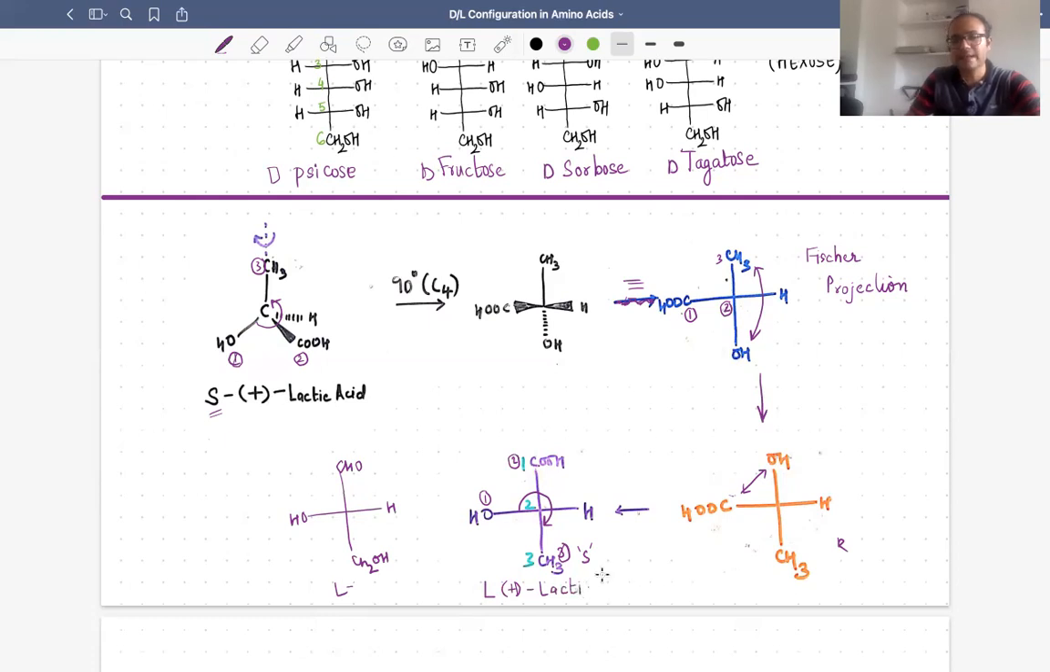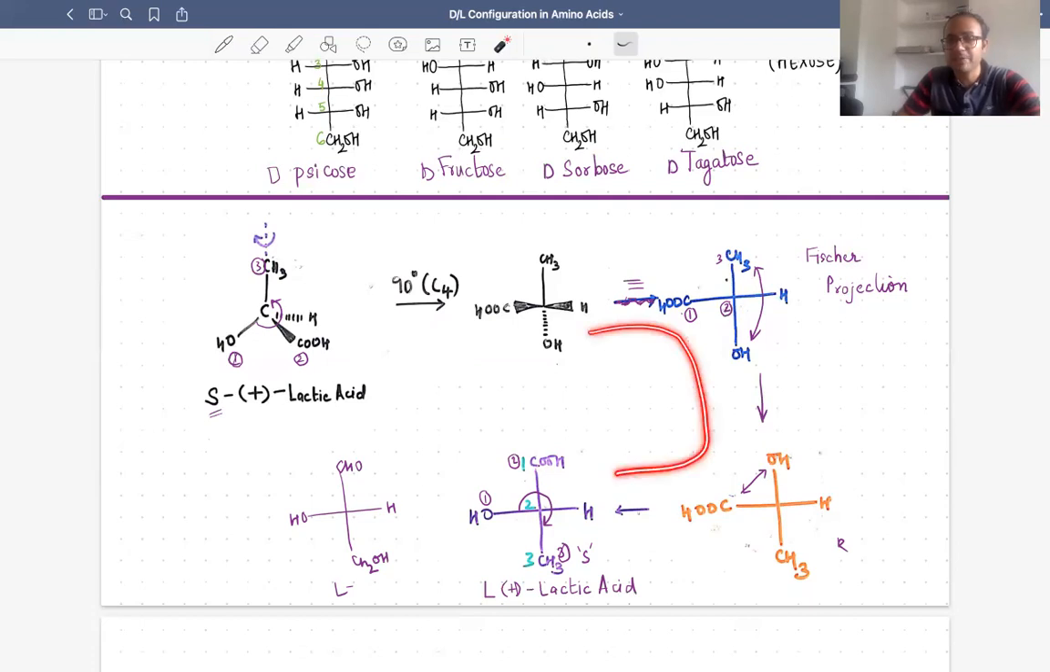Okay, so I hope you understood, it is always essential that we convert the wedge dash into the correct Fisher projection formula, and that too in this particular manner. So you should remember how to do these conversions.